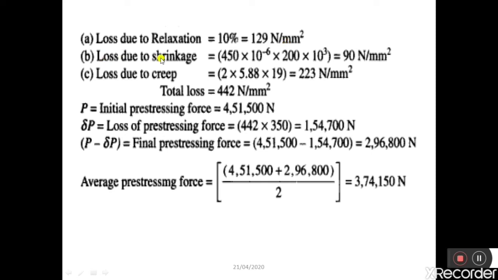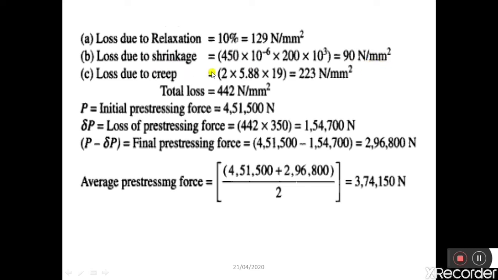So loss due to shrinkage. Loss due to shrinkage is equal to 450 into 10 to the power of minus 6 into 200 into 10 to the power of 3. So 450 into 10 to the power of minus 6 is nothing but the shrinkage coefficient, which is given in the question, and this 200 into 10 to the power of 3 is Young's modulus of steel. Therefore, the loss due to shrinkage is equal to 90 Newton per mm square.